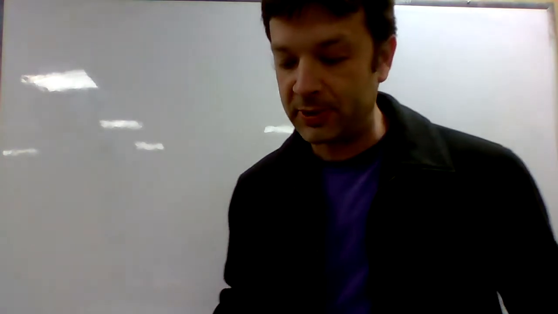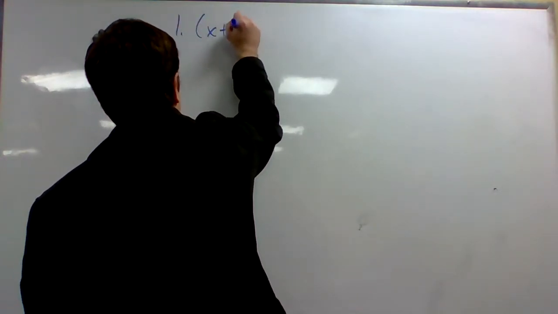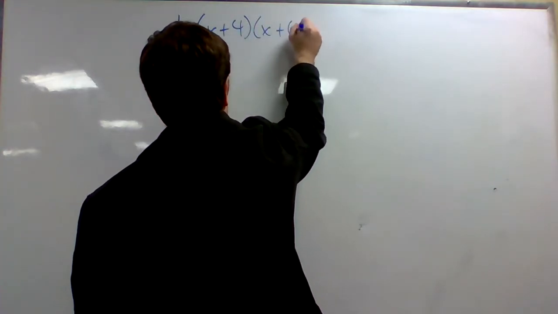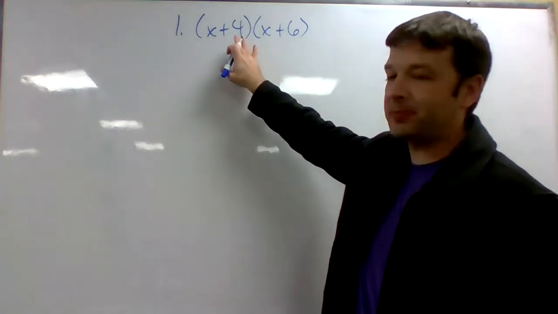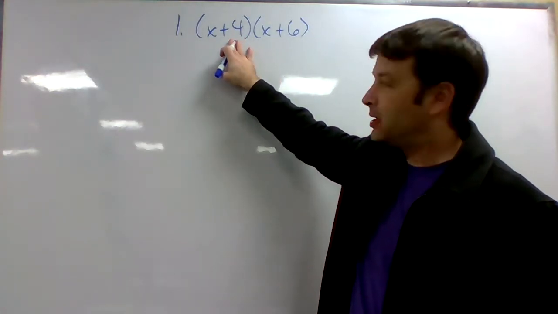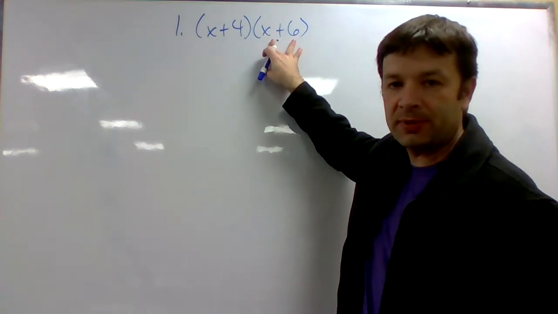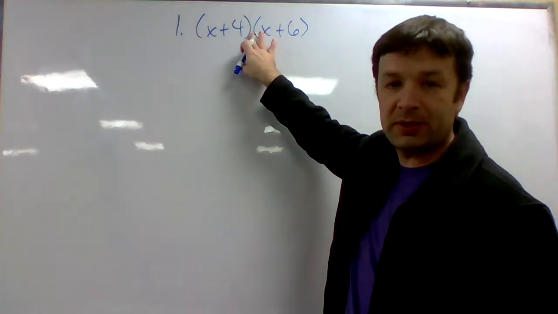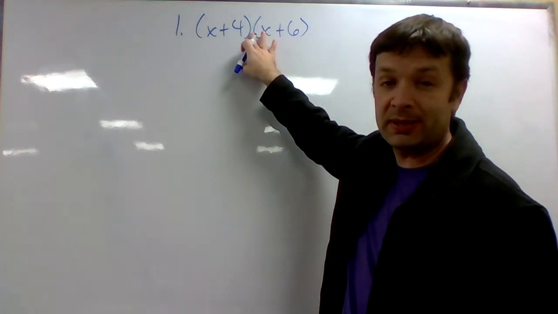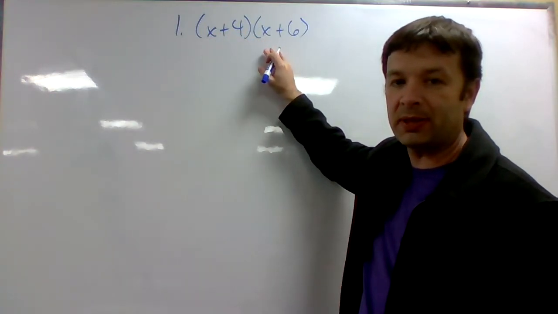All right. Starting on number 1, it says (x + 4)(x + 6). Okay, we have never done these problems before. What is different about this problem from yesterday's problems? Well, there's 2 terms in here, and there's 2 terms in here. And when numbers are next to parentheses, that means multiply, right? So we're supposed to multiply these 2 things together.